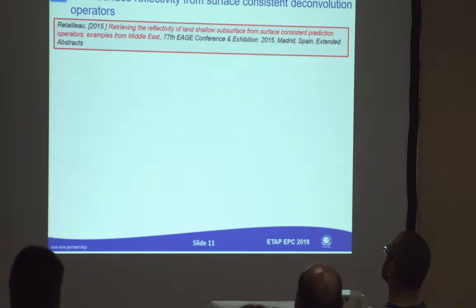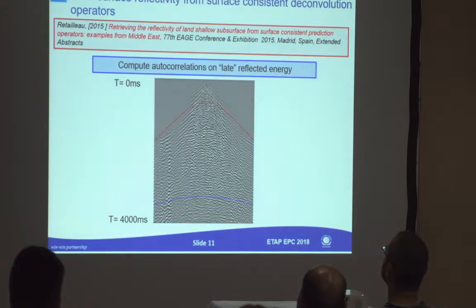I will just recall briefly the methodology, because it works not only in dune environments, but in any kind of seismic land survey. First, we compute autocorrelations on the deeper reflected energy, for example on a shot, in what we call an estimation window. We compute the autocorrelation of this window to image the shallower part of the data. So it's about imaging the shallow part from the deeper part of the record.